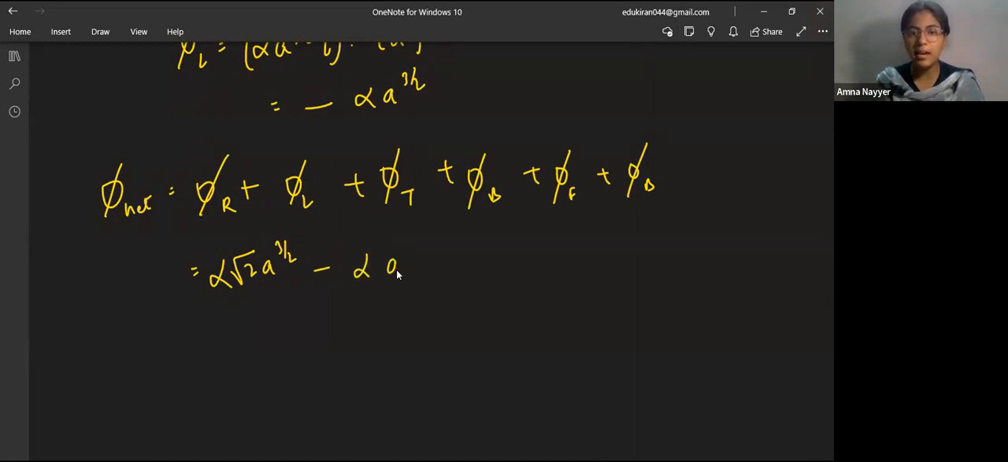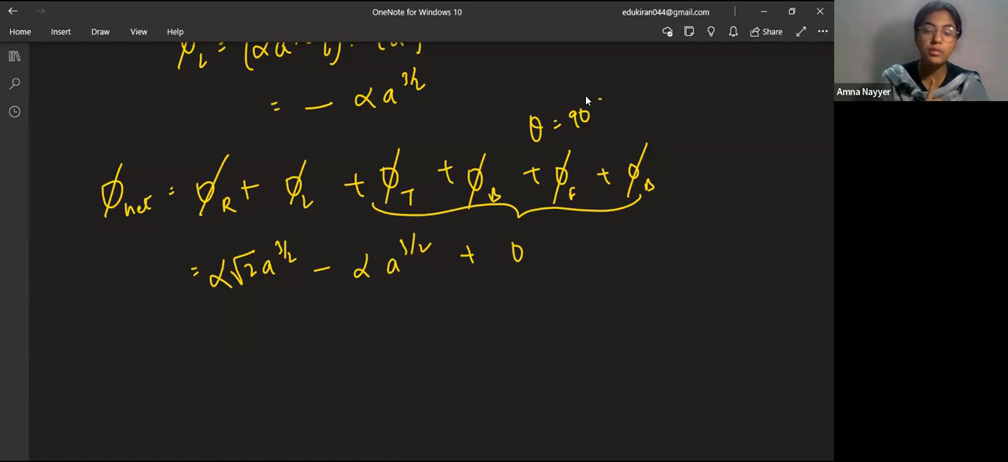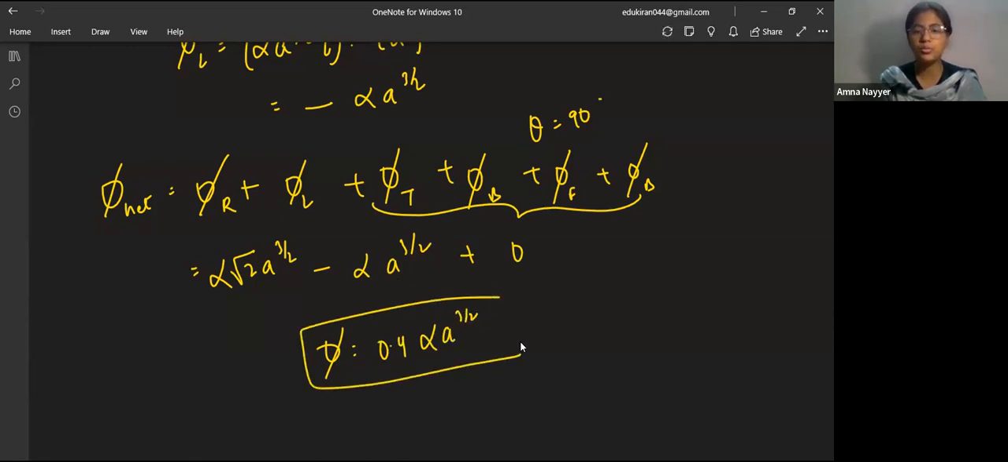Left is minus alpha a to the power 3 by 2, plus the rest of these, top and bottom, they are 0 because theta was 90 degrees for all of these. Initially only we had clarified this. So now flux will be root 2, you can write 1.4. So if you subtract 1, you will get 0.4 alpha a to the power 3 by 2. This is your net flux.